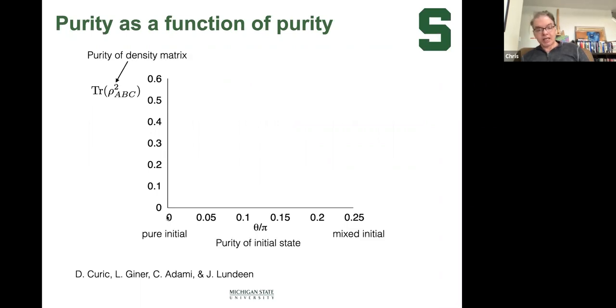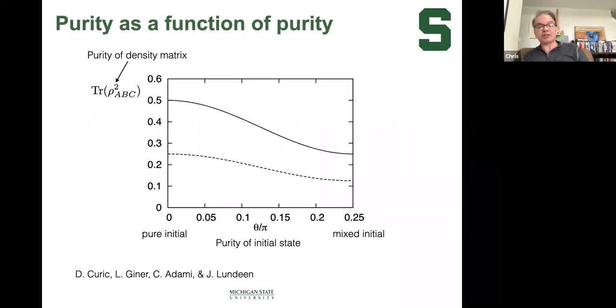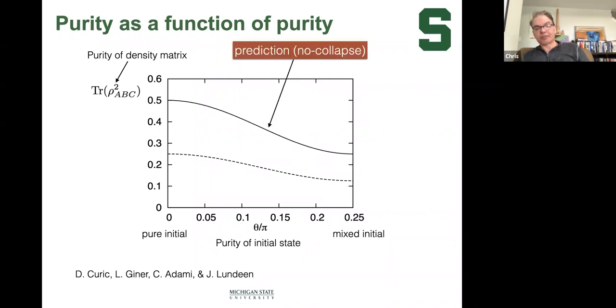Basically, here at 0 theta, that is a pure initial state. And here at a quarter, that's the mixed initial state. Theory gives 2 very different predictions for the no collapse picture, the one I've been advocating, where you have these coherences in the density matrix. And the collapse picture predicts this for the purity of the density matrix.